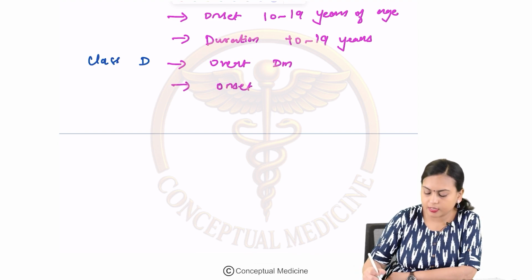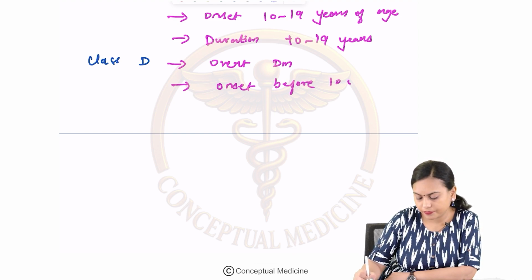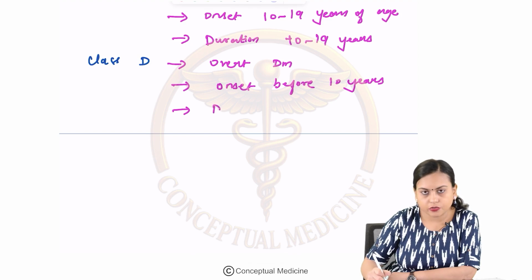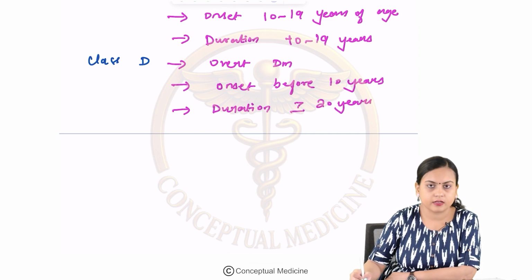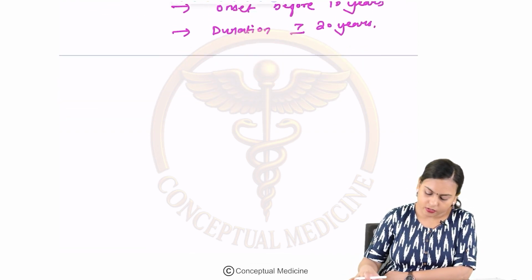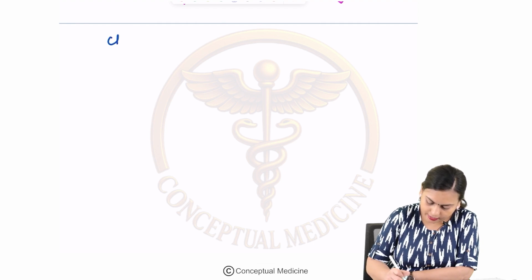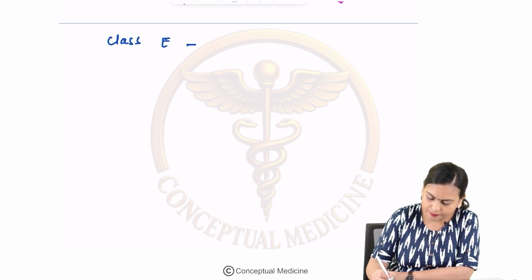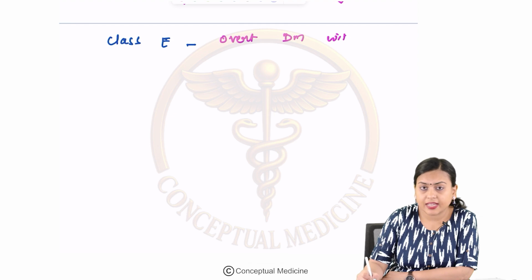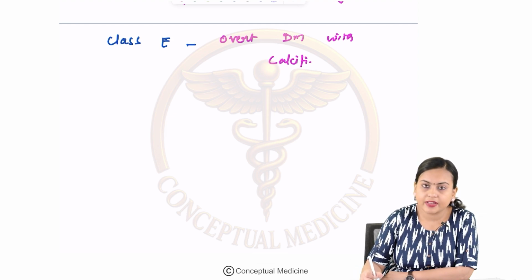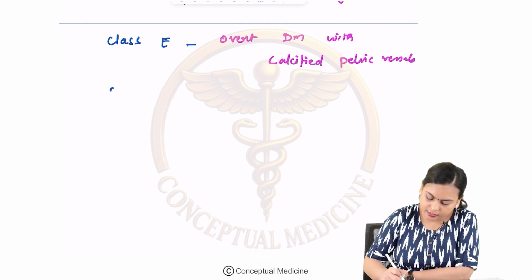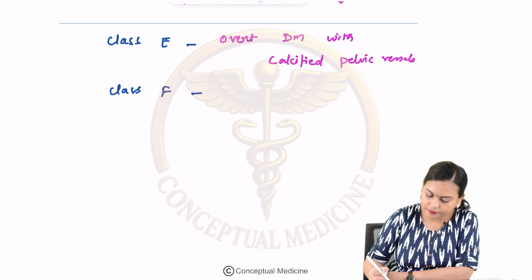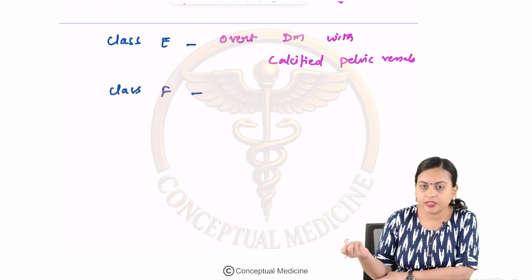So, onset is before 10 years, okay, but the duration is more than or equal to 20 years. Clear? And also we have 3 more classes, that is class E, that is overt DM with calcified pelvic vessels. Okay, calcified pelvic vessels. Next is class F, that is an overt DM with nephropathy.